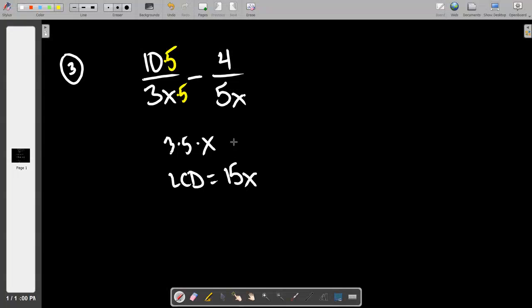What do I have to do to the second fraction? Multiply by 3, multiply by 3. And I wind up with 30. Huh? Because there's an x right there.